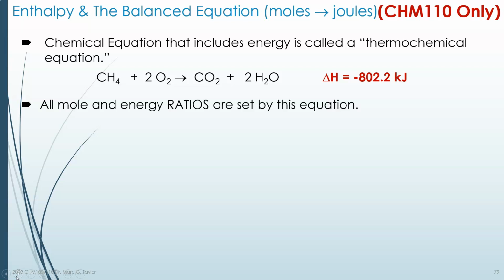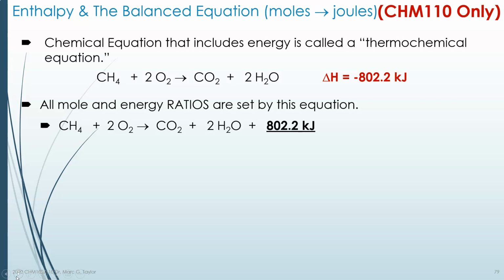And what this tells us is a mole ratio of the number of moles of each of the reactants and each of the products, and a ratio to the amount of energy. In other words, we have 1 mole of CH4, methane, reacting with 2 moles of oxygen to produce 1 mole of carbon dioxide, 2 moles of H2O, plus 802.2 kilojoules of energy.